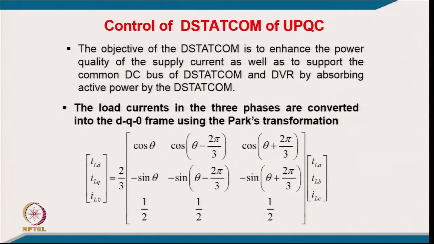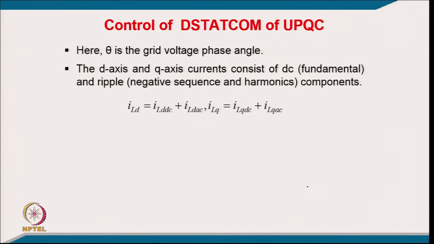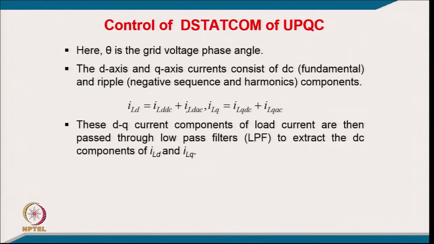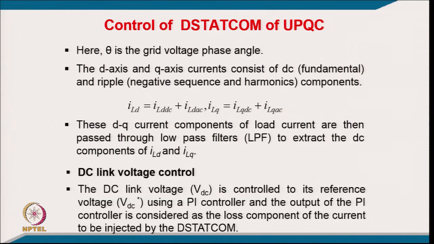Coming to the equations of this algorithm, the load currents in the 3 phases are converted into the DQ reference frame, where theta is the angle calculated from the current. The DQ axis components consist of a DC and an AC component. By using a low pass filter we take only the DC component, and that we extract as I_Ld, which corresponds to the fundamental current.